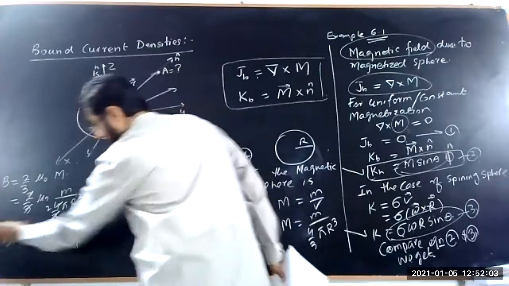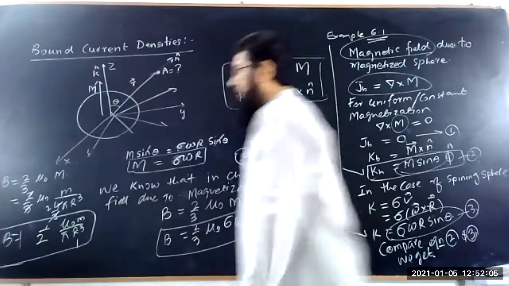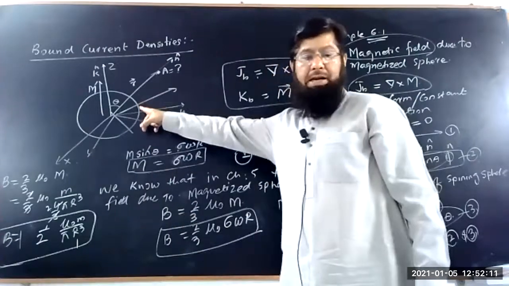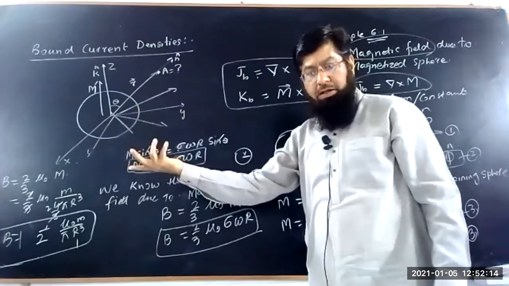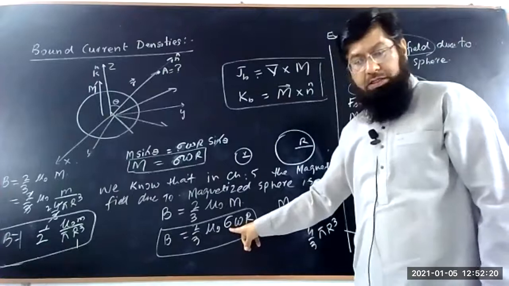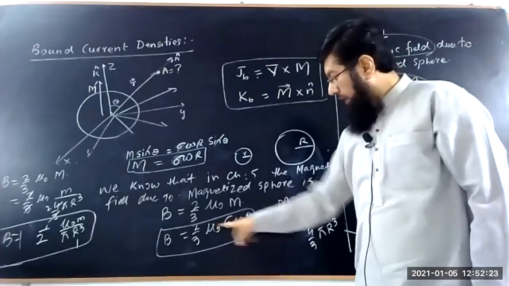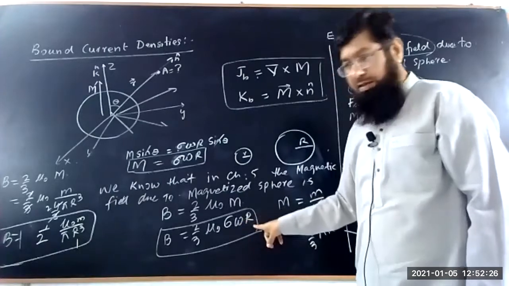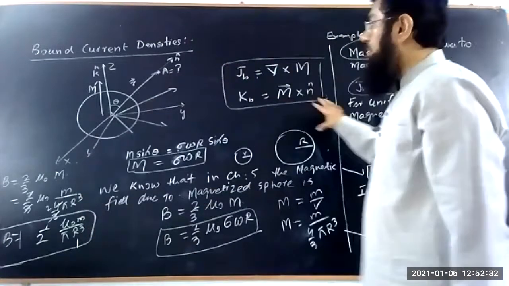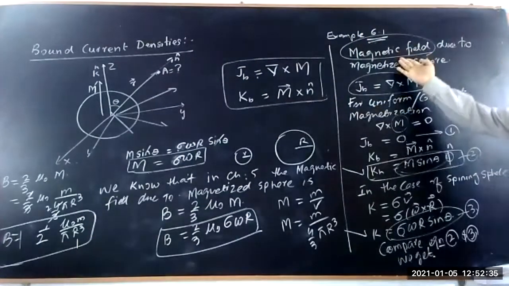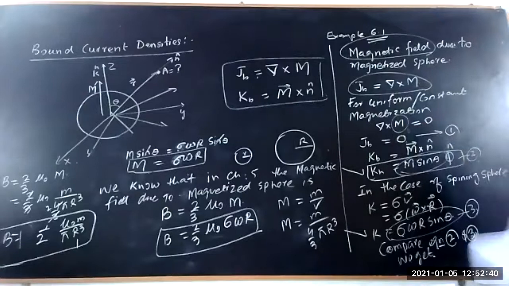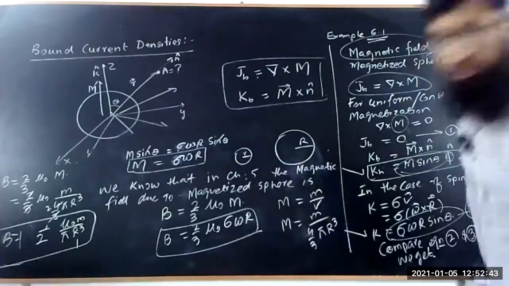So the magnetic field can be rewritten in this form. These are the two different equations of the magnetic field produced by the magnetized sphere. If the sphere is spinning, it will generate a magnetic field equal to this, where sigma is the surface charge density of the spinning sphere, omega is its angular velocity, and r is the radius of the sphere. This can be rewritten also in this form. So this is an example of how to calculate the magnetic field due to the magnetized sphere, one of the problems of magnetization.